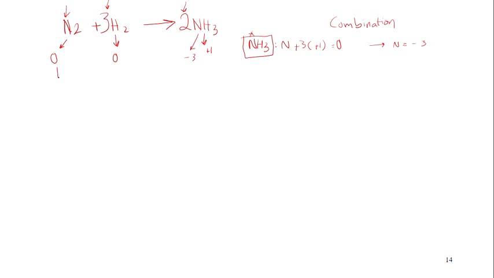Right now, hydrogen just changed from 0 to 1 positive. Look at the nitrogen: 0 to 3 negative. Reduced. Decreased. We call that reduction. Hydrogen oxidation number increases. We call that oxidation.